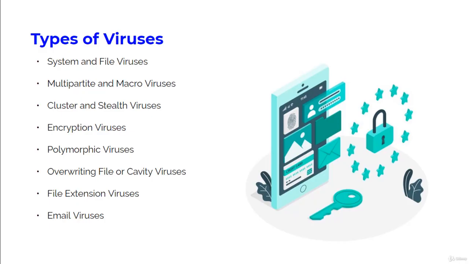Stealth virus, also known as tunneling virus. Tunneling viruses evade the antivirus software by intercepting its requests to the operating system. This virus can hide itself by intercepting the antivirus software's request to read the file and passing the request to the virus instead of the operating system.